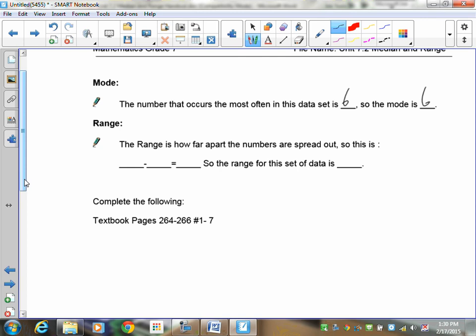Now the range is how far apart they are. The largest number is a 19. The smallest number is a 2. 19 take away 2 is 17. So the range for this data set is 17.